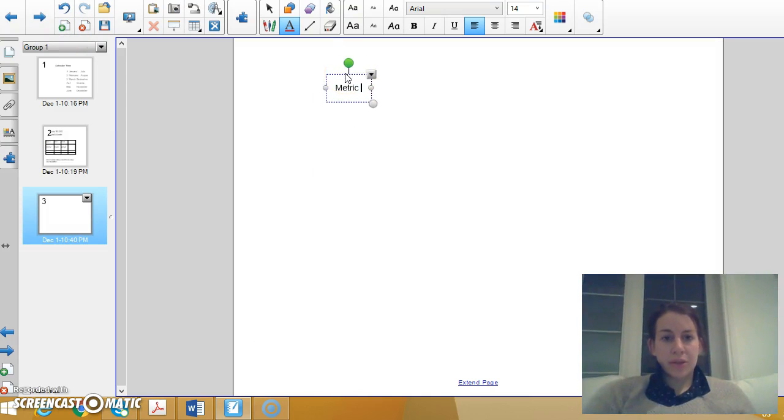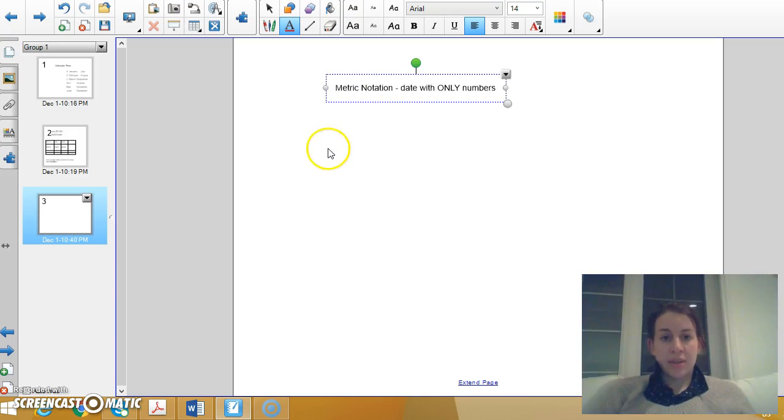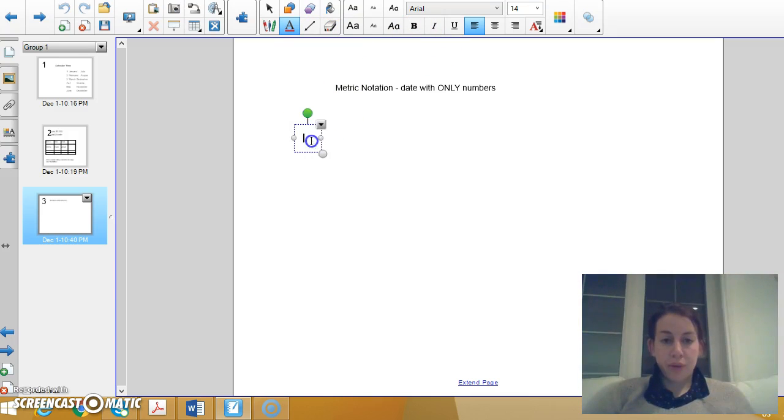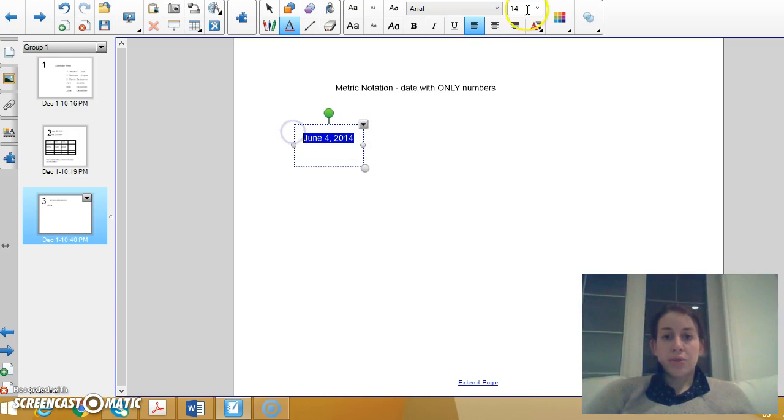Okay, so using metric notation, remember that's the date with only numbers, no words. I want you to write down your birthday, first using words and numbers. For example, I'm going to use Ella's birthday. Ella's birthday is June 4th, 2014. Take a minute to write your birth date in words and numbers in your notebook.